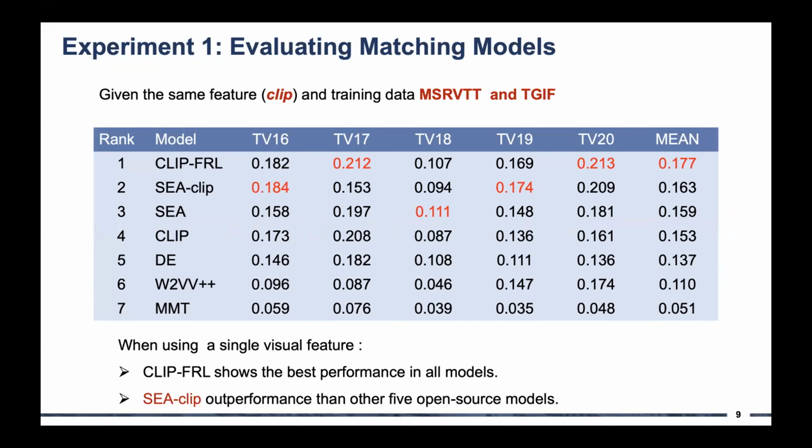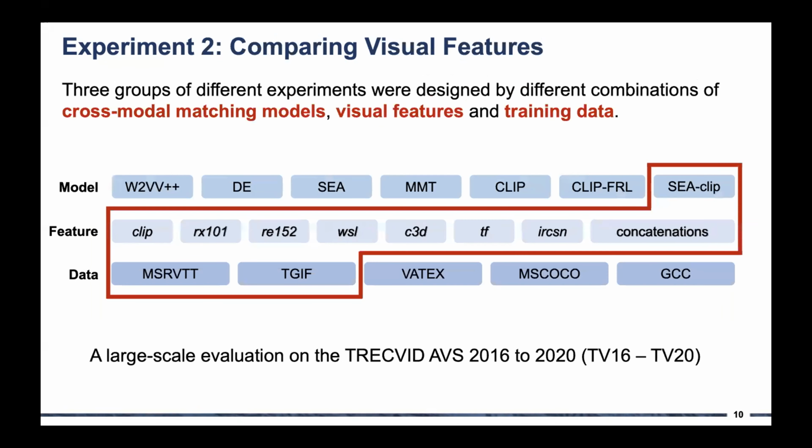Looking at this table, we can find that both CLIP feature relearning and C-CLIP outperform the five open source models. As for experiment 2, comparing visual features, CLIP feature relearning can only use the CLIP feature, so we use the second best performing C-CLIP in preliminary experiments as a cross-modal matching module.